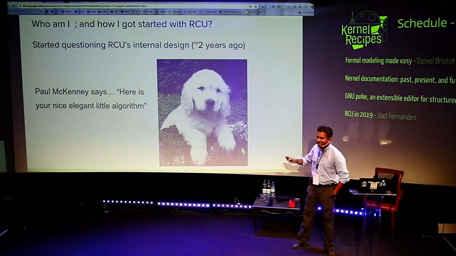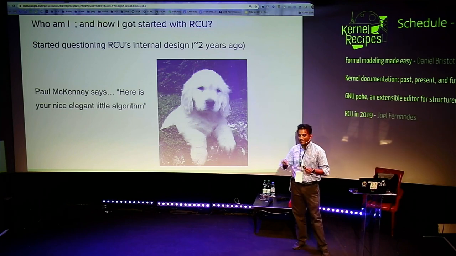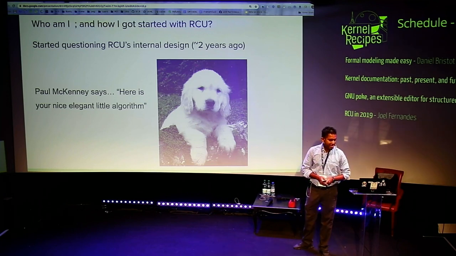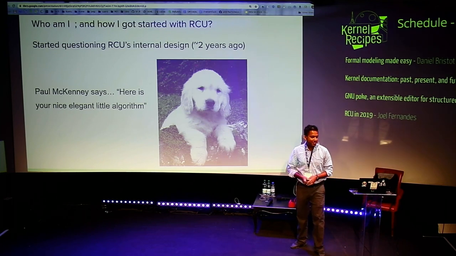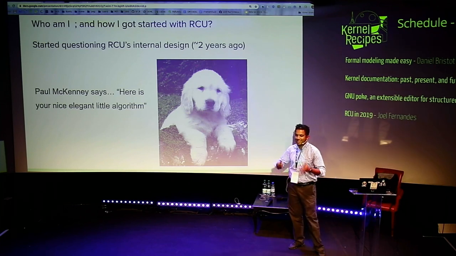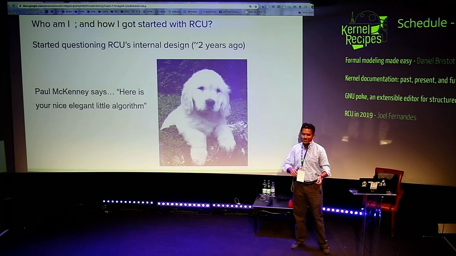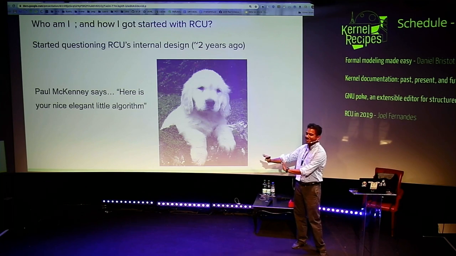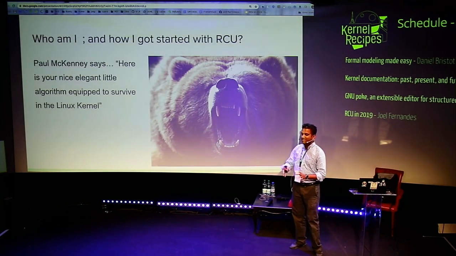When I started off in 2017, I was pinging people on the mailing list, like Paul, and I was telling him, this is amazing, but can we not do it this way? Can we not do it that way? I kept telling him we can just do it this way or that way, the existing RCU design in the kernel. And to that, Paul would tell me, here's your nice little algorithm. He would send me a picture like that, like a puppy dog. And then he would say, here's your nice little algorithm equipped to survive in the Linux kernel.